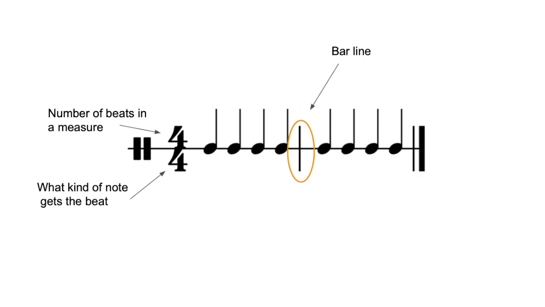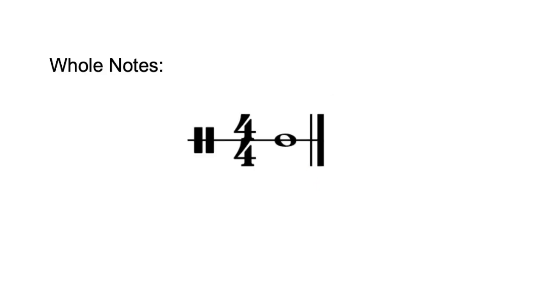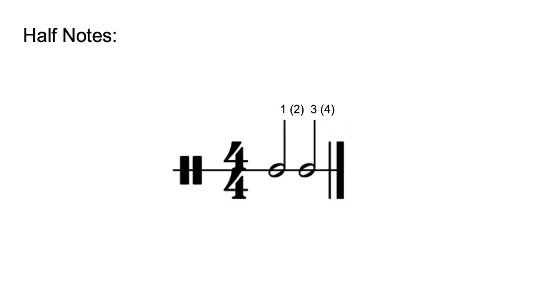Let's go on and learn more kinds of notes, starting with our whole note. A whole note is a type of note that takes up the entire measure. When we count this, we're just going to say 1 and hold the rest of the beats. Let's practice that twice. Here we go. 1, 1.